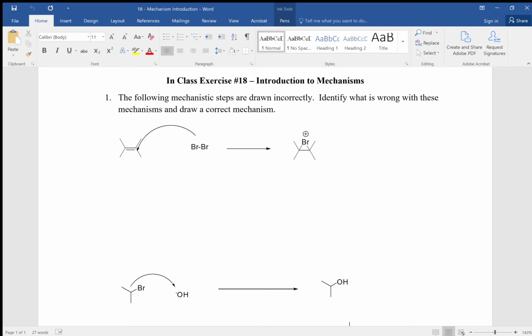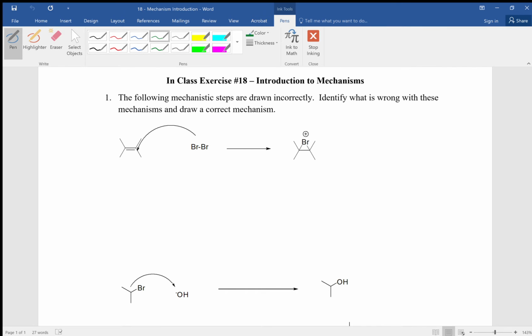Alright, our second in-class exercise that works in this chapter, number 18, we're going to look at these mechanisms a little bit differently. So basically, in each of these cases, what's wrong with the mechanism the way that it's given? Every one of these mechanisms is drawn incorrectly. So how do you fix them? What needs to be done to fix them?